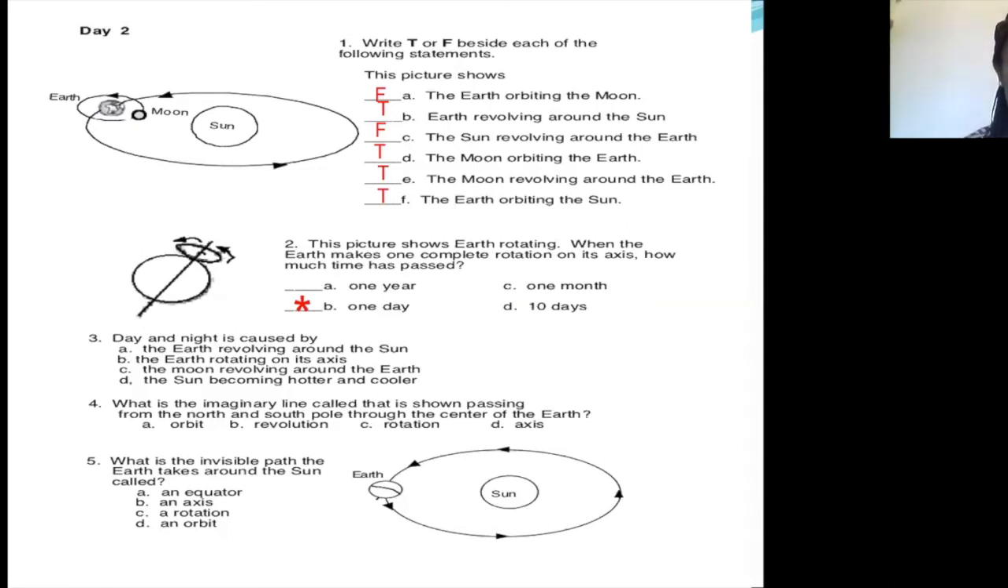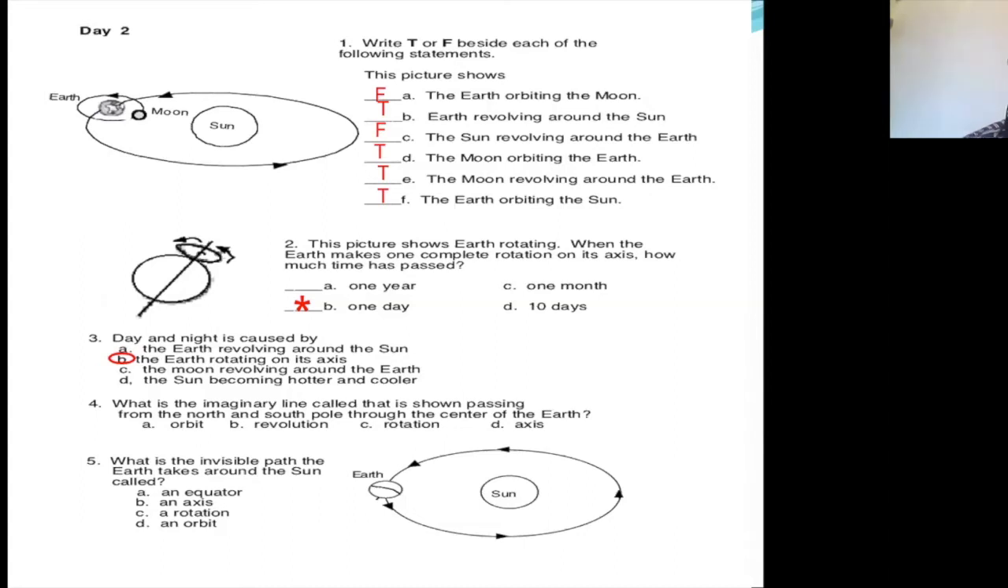Number 3. Day and night is caused by A, the Earth revolving around the sun, B, the Earth rotating on its axis, C, the moon revolving around the Earth, and D, the sun becomes hotter or colder. Definitely, it's not D. So let's see, of the A, B, and C, which one is correct? If you put B, you are correct. Give yourself a pat on the back.